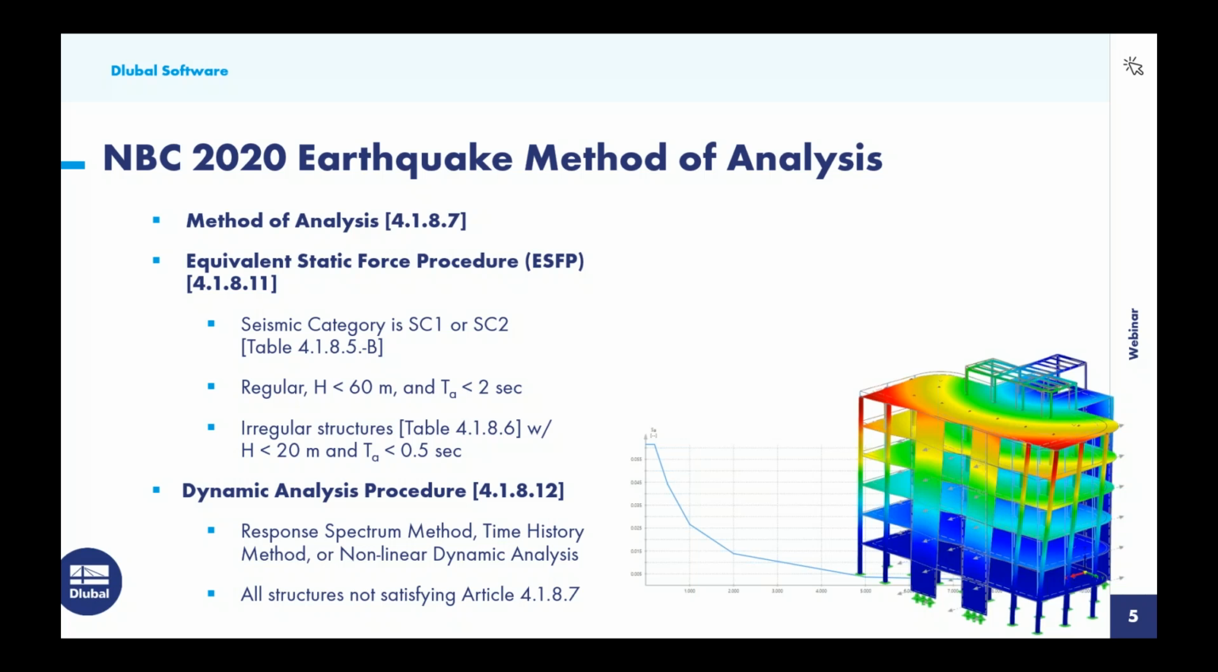It also can be applied to regular structures with a height less than 60 meters and a fundamental lateral period less than 2 seconds. We can also apply this simplified approach for irregular structures, and we would refer to Table 4.1.8.6 to see what categorizes a structure as irregular. But the height must be less than 20 meters, and that fundamental lateral period must be less than 0.5 seconds.